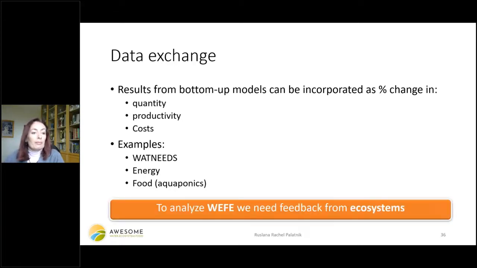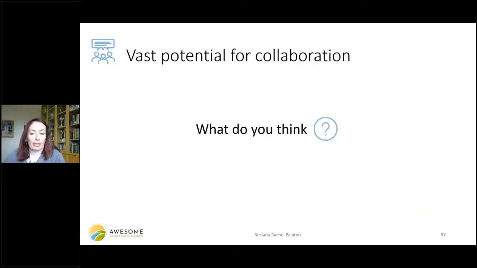Specifically for welfare analysis, the link that we still didn't establish in this project is with ecosystems, and this is something that I think is worth the effort, if not for this specific project, then at least for some future projects and proposals. So in general, I see vast potential for collaboration. And here I stop and ask you, what do you think?